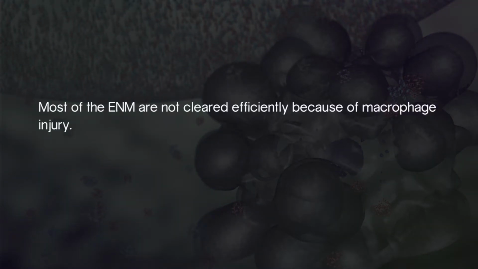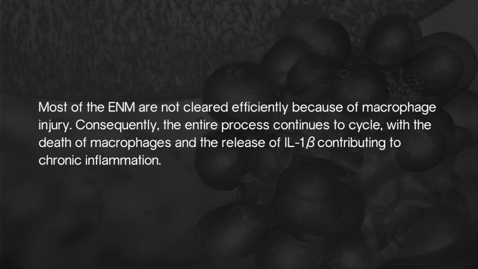Most of the ENM are not cleared efficiently because of macrophage injury. Consequently, the entire process continues to cycle, with the death of macrophages and the release of IL-1 beta contributing to chronic inflammation.